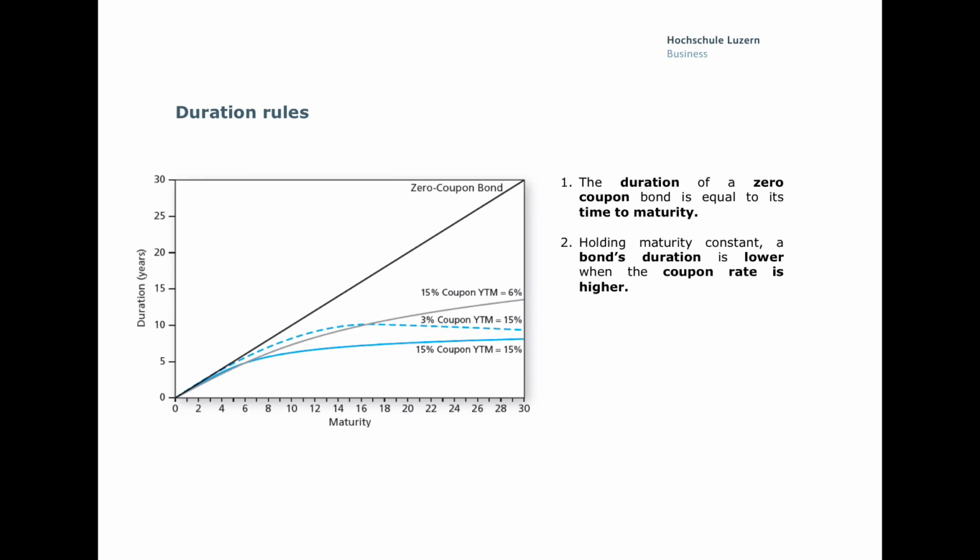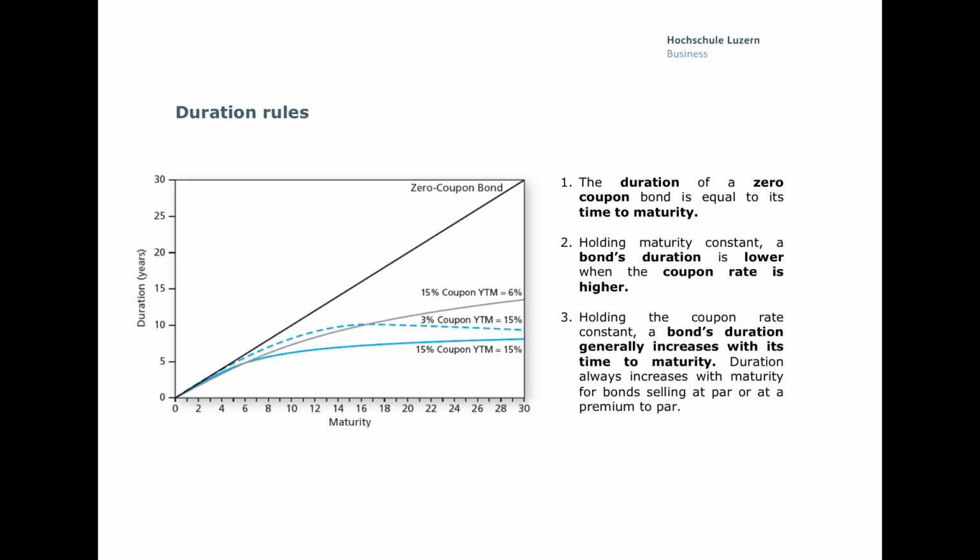The second rule tells us that, holding maturity constant, a bond's duration is lower when the coupon rate is higher. Rule number 3 tells us that, when holding the coupon rate constant, a bond's duration generally increases with its time to maturity. It follows that duration always increases with maturity for bonds selling at par or at a premium. Rule number 4 says that, when holding other factors constant, the duration of a coupon bond is higher when the bond's yield to maturity is lower.